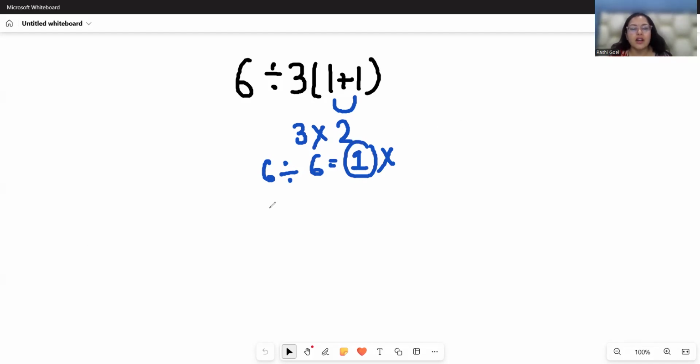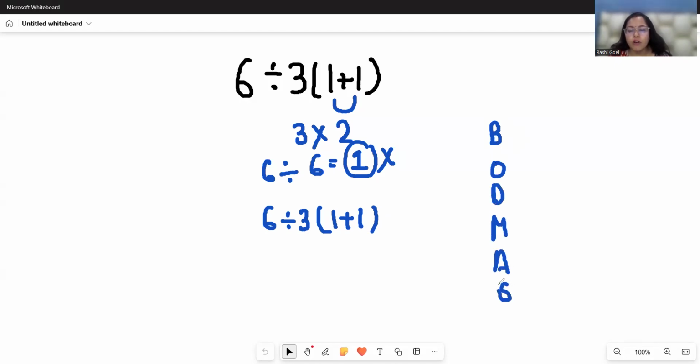Yes, you heard it right. When an expression has multiple signs like division, bracket, then addition, we have to follow the BODMAS or PEMDAS rule. Comment down below what you call it in your country.